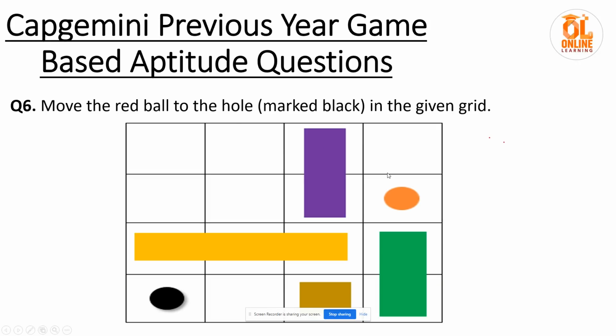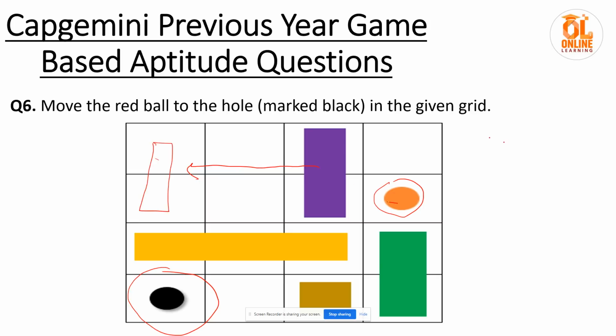The first question is we have to move this ball to the black hole, but we have to make sure that we are moving these blocks as less as possible, because the less the number of moves, the more will be your marks. So what we can do, first we can shift this purple box here.